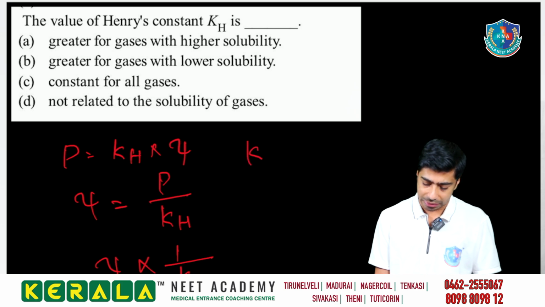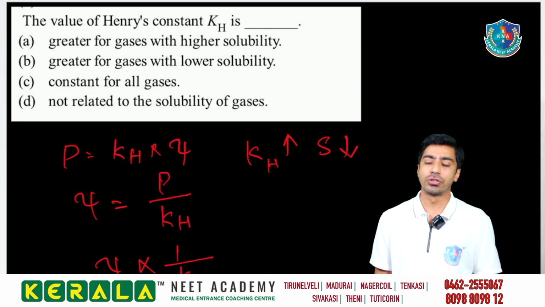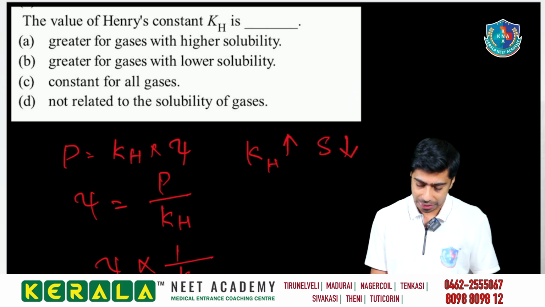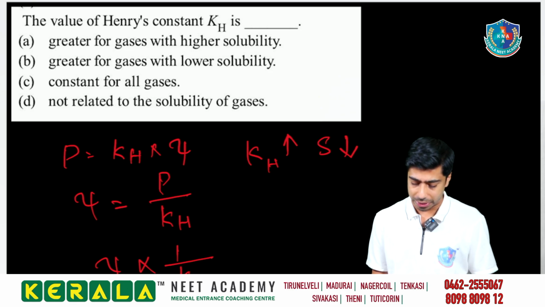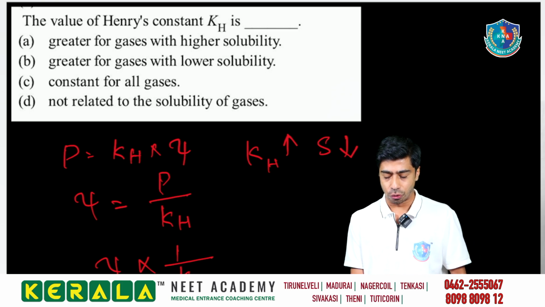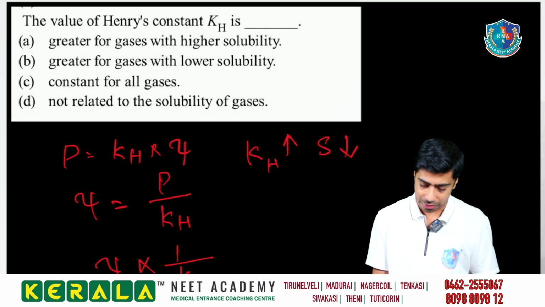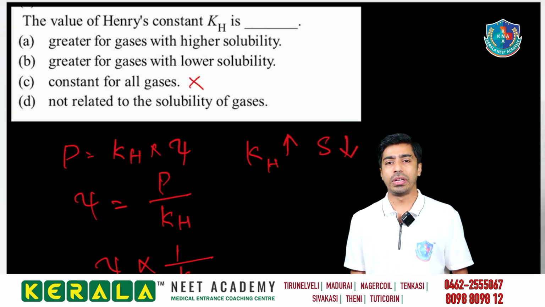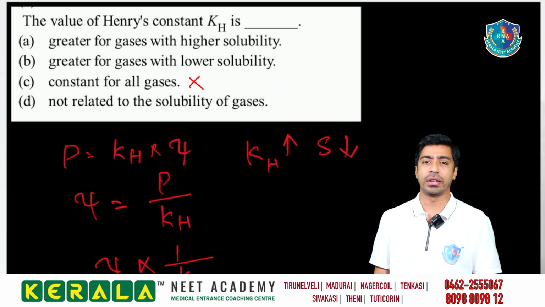That means the larger the Kh value, the lesser will be the solubility. So the question: the value of Henry's law constant Kh is greater for gases with higher solubility, greater for gases with lower solubility, constant for all gases, and not related to solubility. So that means different gases will have different Kh values. And this Kh value is a function of temperature. So definitely the same gas itself has different values of Kh at different temperatures.